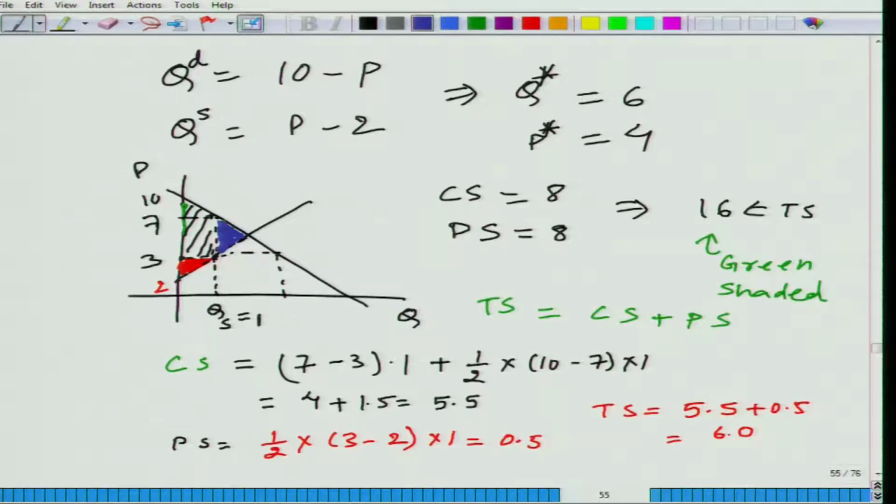What is happening there? This is 6, sorry. What is happening to that area? What does it reflect? Loss to whom? Loss to the society, and of course, but in a way look at it.